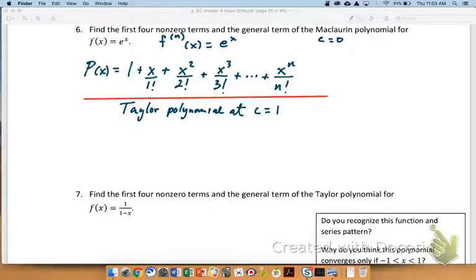So the nice pattern with the derivatives, of course, continues on even here with a different centering point. Makes it a little bit easier.